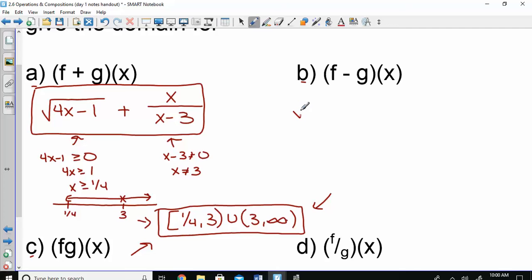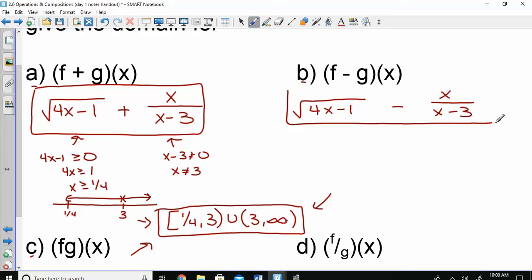So f minus g, which is the square root of 4x minus 1, minus my g, x over x minus 3. Is there anything we can do there? No, so we're done. And we already know the domain, it's the same as we just found.